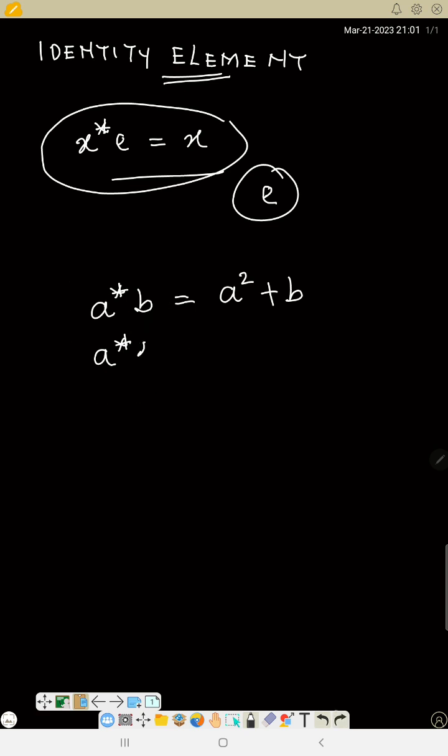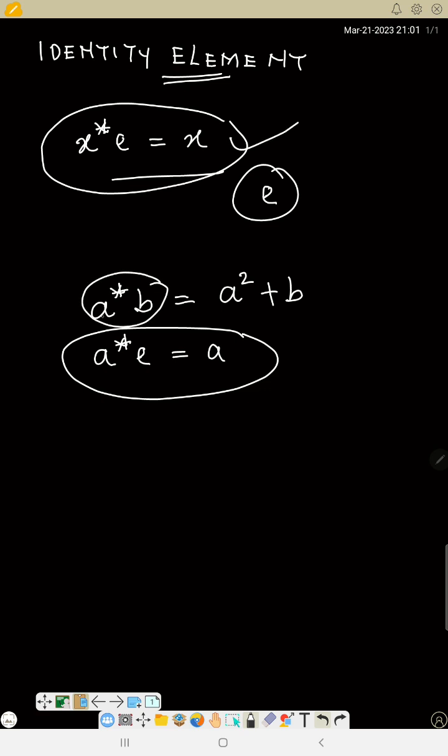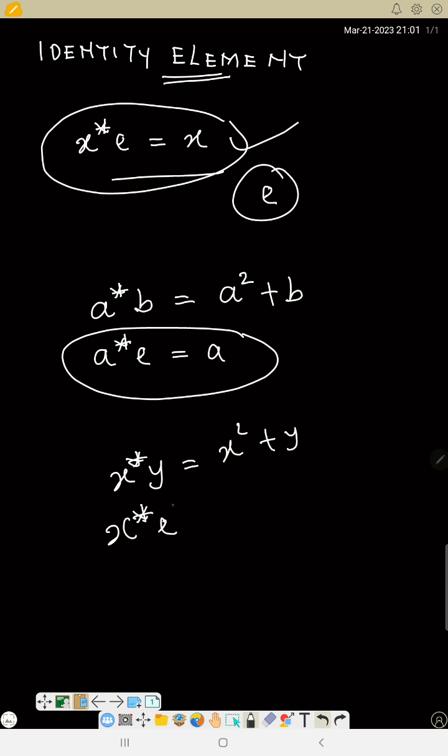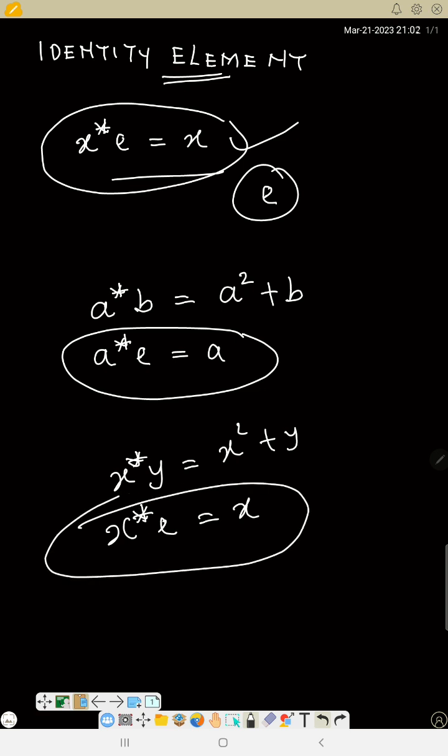Instead of A asterisk B, you will write A asterisk E. And the definition now is A asterisk E will be equal to A. So this is the general definition. But because we have A and B, I will use A. So if your question is X asterisk Y is equal to X square plus Y, then your identity element will be X asterisk E. You change the second one to E, then it will be equal to X. This is just the definition for identity element.